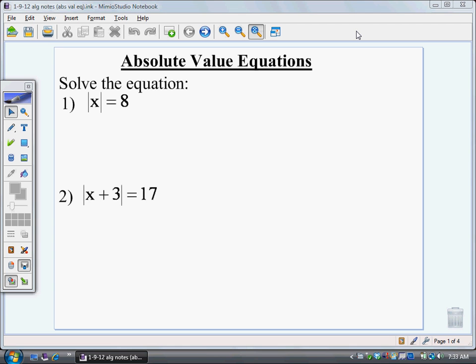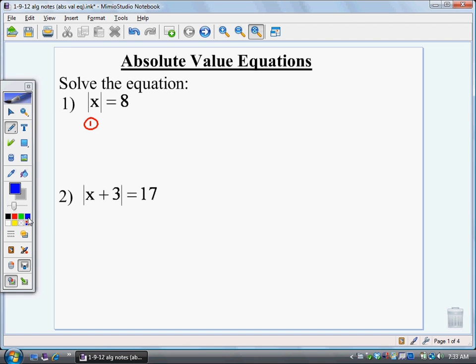Hey, in today's lesson we're going to talk about solving absolute value equations, and all I've got is a few examples here. First one says the absolute value of x is equal to 8. Now, when we solve this equation, we have to keep in mind there are actually two numbers whose absolute value is equal to 8. So we actually have to solve two equations.